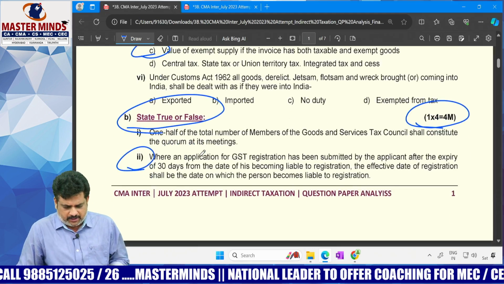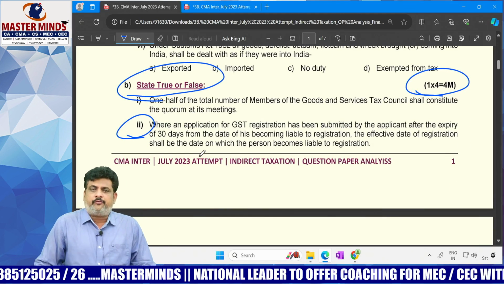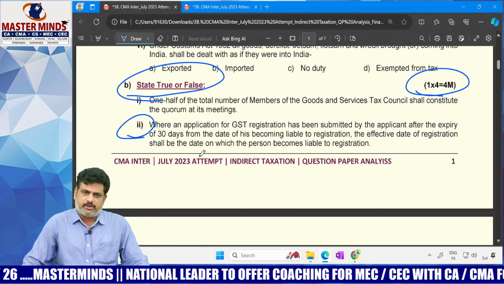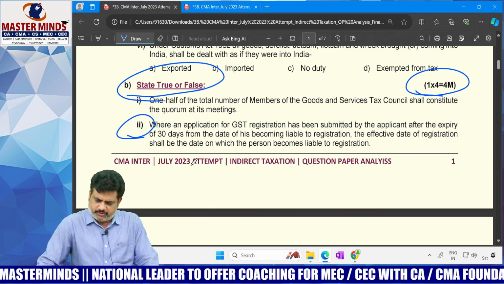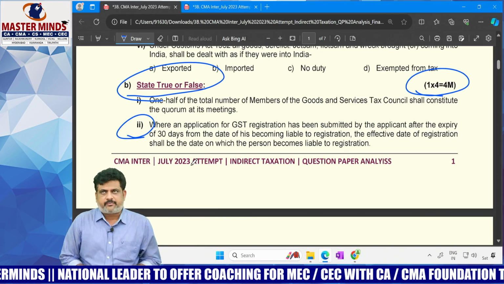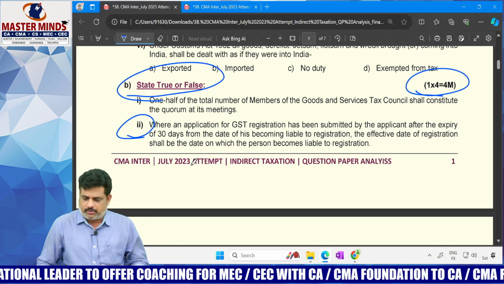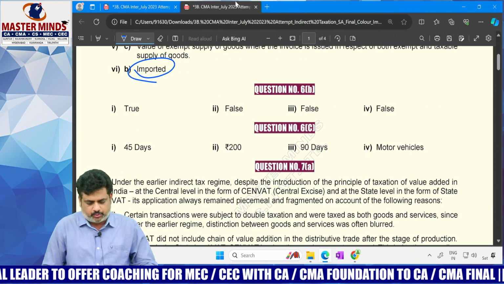Okay. And true or false? One-half of the total number of members of the GST Council shall constitute the quorum at its meeting. What is meant by the word quorum? The minimum attendance that is required to conduct the meeting. So definitely 50%, that is true.